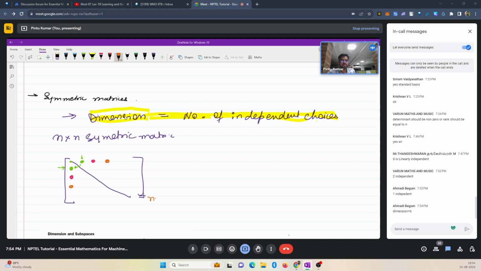Ahmadi, this is for n cross n. So the sixth value that you are giving might be for some particular n. Okay.